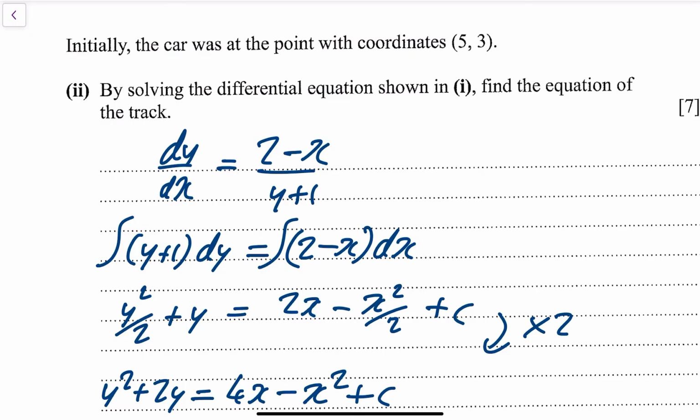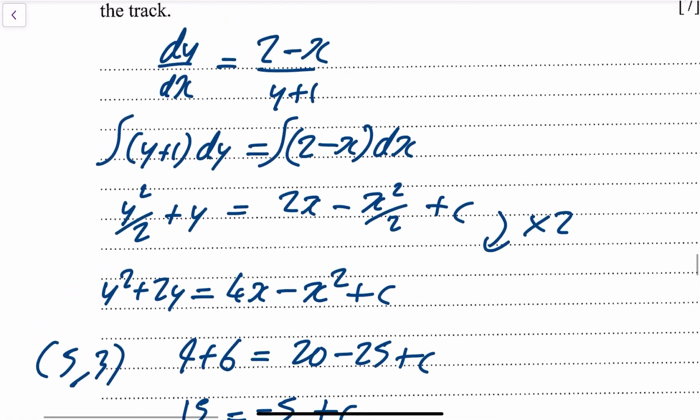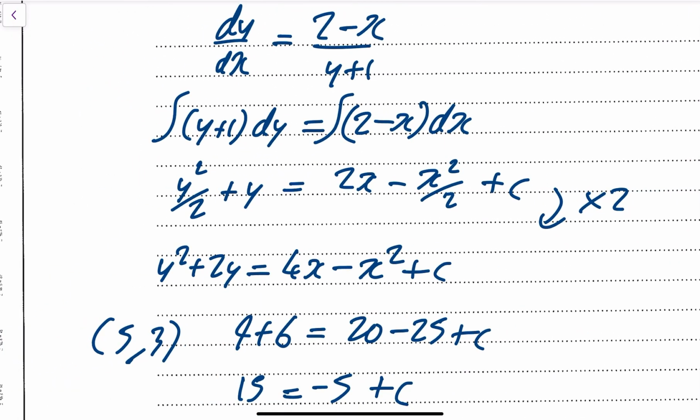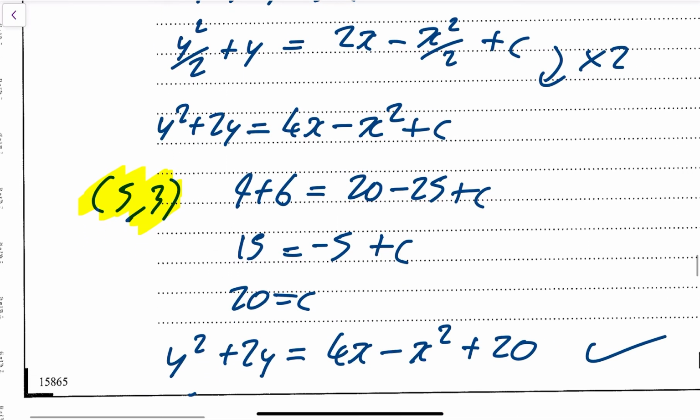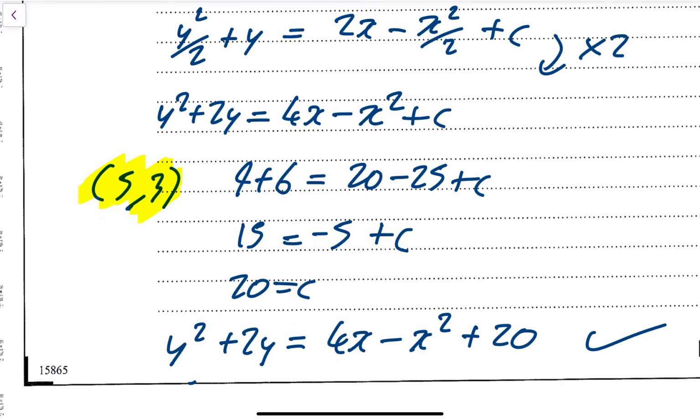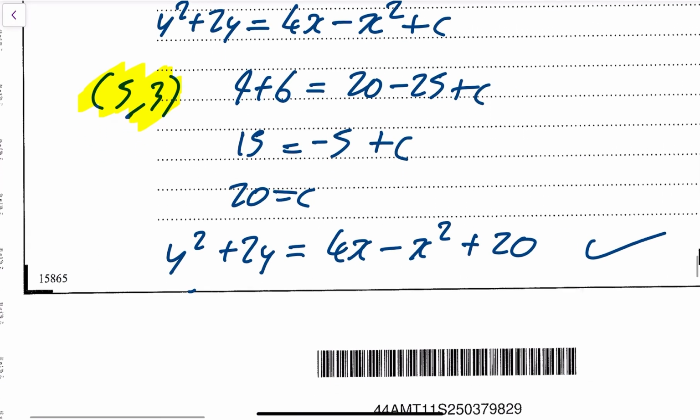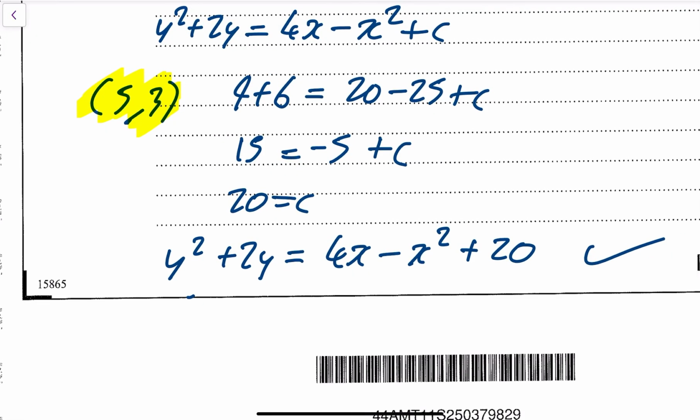Left hand side integrated gives you y squared over 2 plus y. Right hand side integrated gives you 2x minus x squared over 2 and then plus c, your constant of integration. I'd multiply through by 2 to get rid of my 2's in the bottom line. So then y squared plus 2y equals 4x minus x squared plus 2c. You're told about this point, 5, 3. Fire in the 3 for the y's and the 5 for the x's. So you'll have 9 plus 6 equals 20 minus 25 plus c, or 15 equals minus 5 plus c. That means 20 equals c, and then your final answer, y squared plus 2y equals 4x minus x squared plus 20.